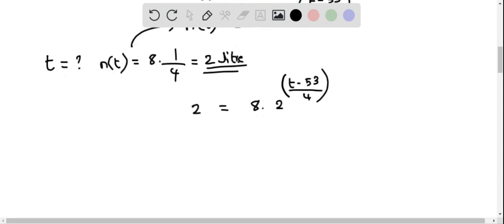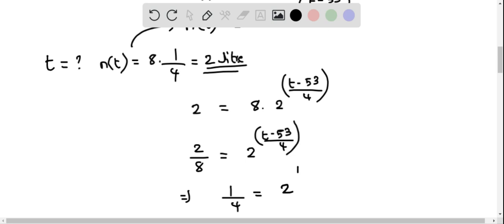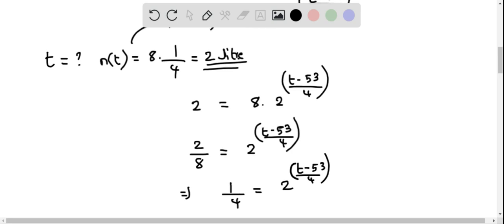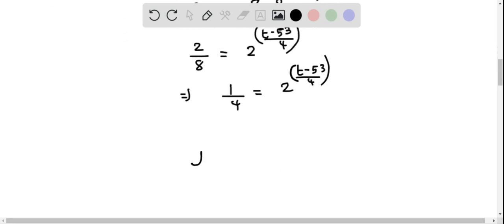Let's divide both sides by 8. So when we do that, we get 2 over 8, and this equals 2 raised to the power of t minus 53 over 4. And so 2 by 8 is 1 fourth, and this equals 2 raised to the power of t minus 53 over 4. Let's apply natural logarithm to both sides. So we get natural logarithm of 1 fourth, and this equals natural logarithm of 2 raised to the power of t minus 53 over 4.